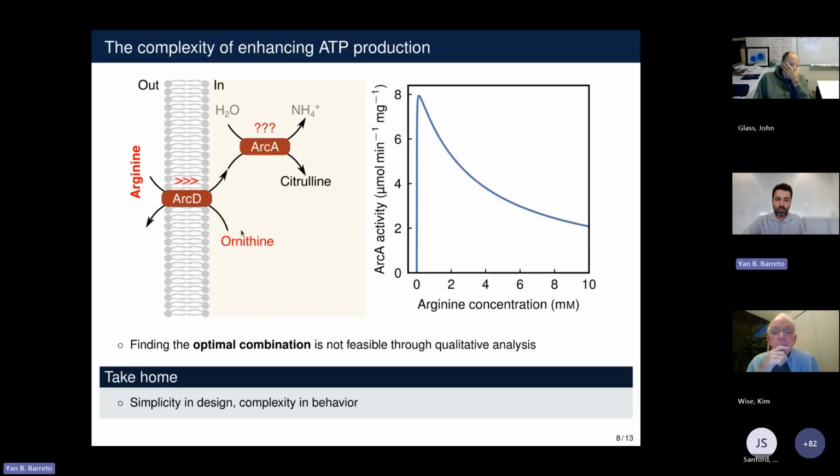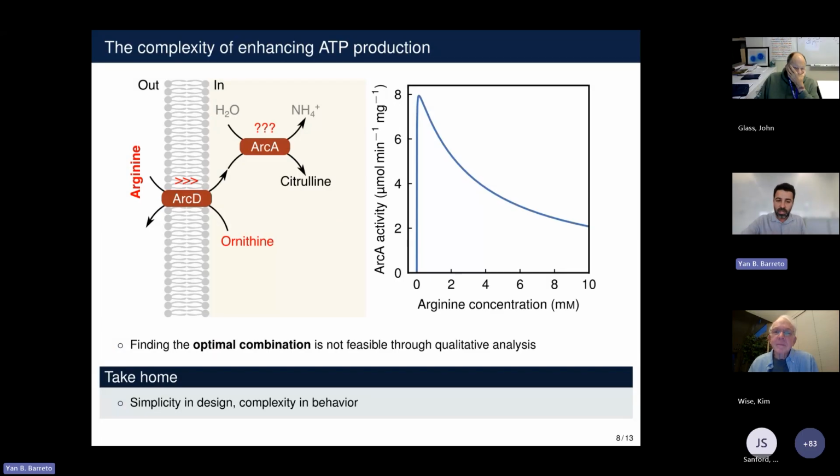However, if we do so, we may end up with more arginine inside the vesicles. And then the next enzyme, which is ArcA, we discovered that ArcA is inhibited by arginine. So if you have more arginine, eventually ArcA will become slower, which may make the ATP production slower. So this is a very non-linear problem. We have a lot of trade-offs. This is one of them.